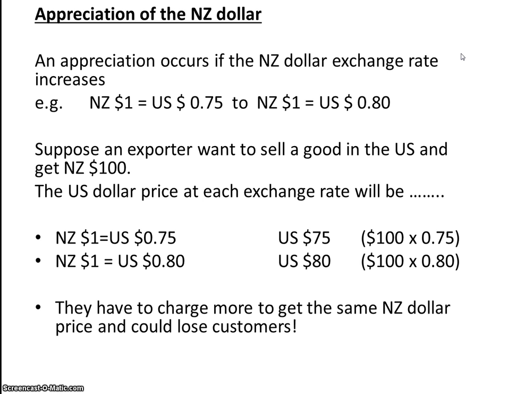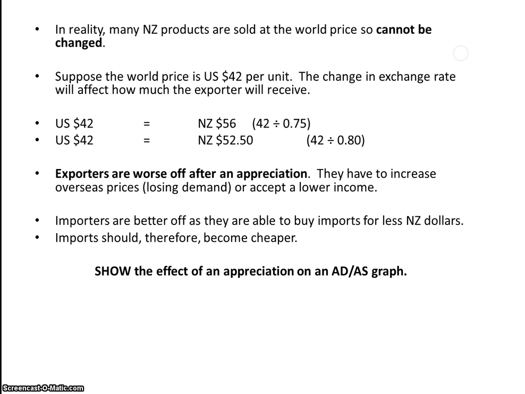So not good for the exporter. In reality though, a lot of New Zealand products are sold overseas at the world price, set in overseas dollars, and they can't be changed. So you can't put your prices up. So what does that mean? Well, suppose whatever you're selling overseas, you're selling for 42 US dollars. Because of the change in the exchange rate now, instead of getting 56 New Zealand dollars back, you're only going to get $52.50, which doesn't sound like a big change, but if you multiply that by thousands of units, it means a lot less income for our exporters.